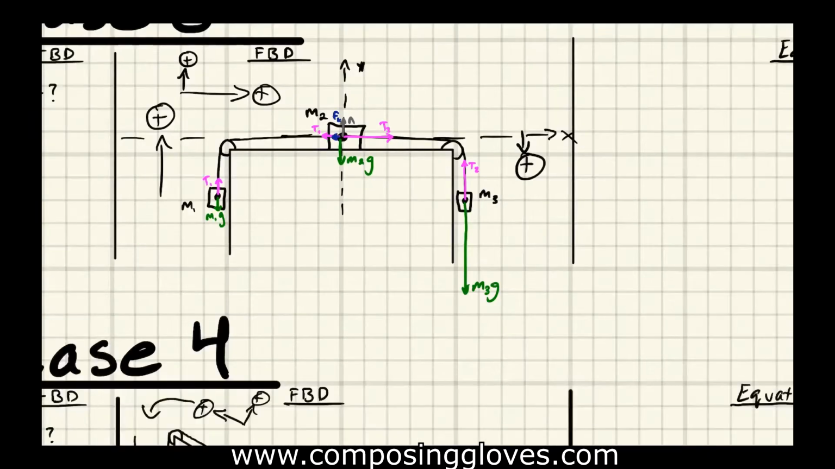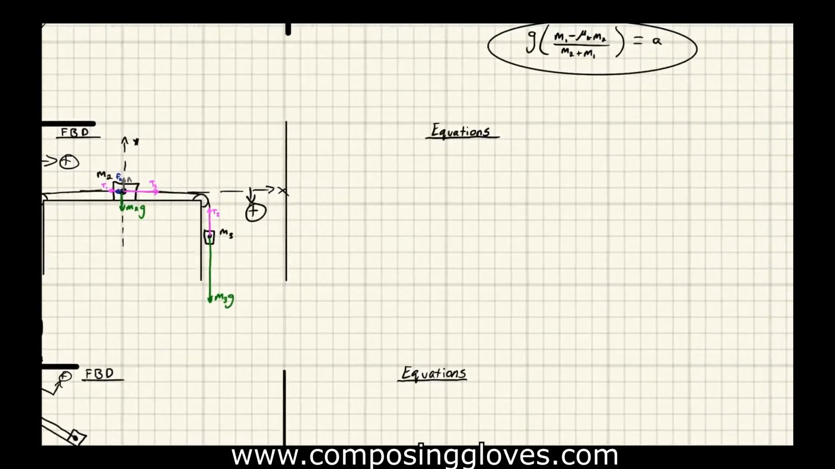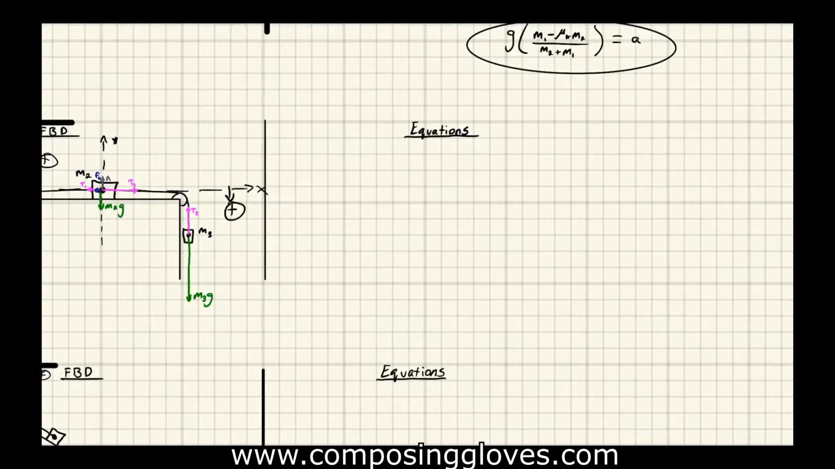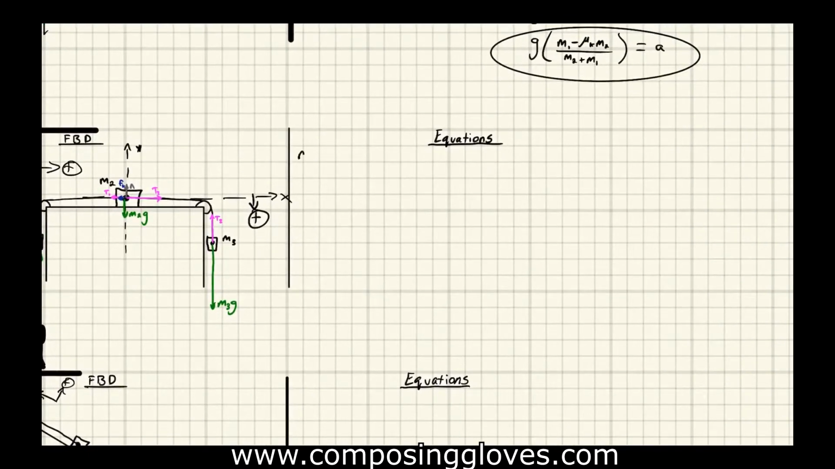And that is it. We've got our positive and negative direction defined. We are ready to step into equations. So yeah, this takes a little bit, but you got it. We got it all. So we have M1, bam, M2, bam, and M3, bam. All of them are going to have an F net.